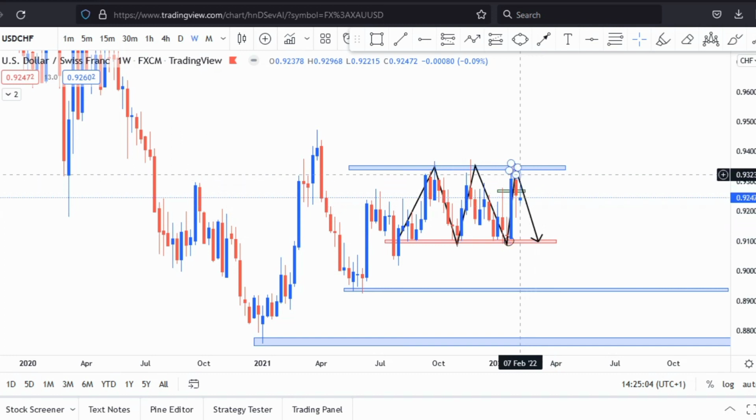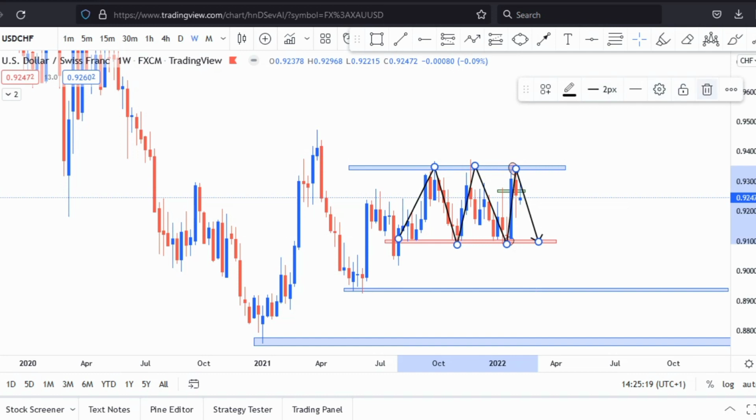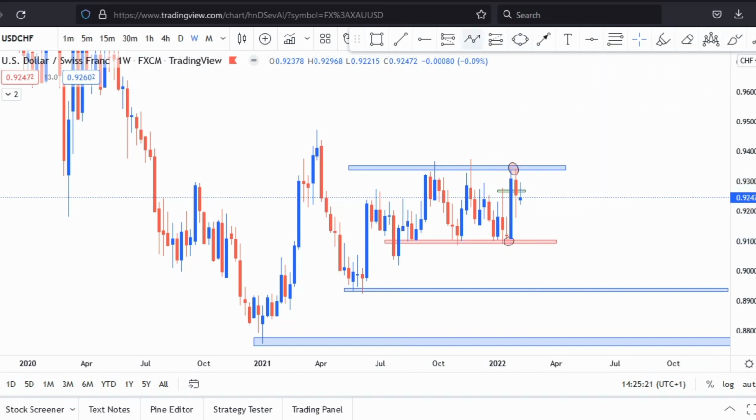So if you're already in this trade in a sell, then you just need to hold on to your sell, because price will move about 100 pips downwards. And if you're not in this sell, then I'll show you how we can enter the sell trade.